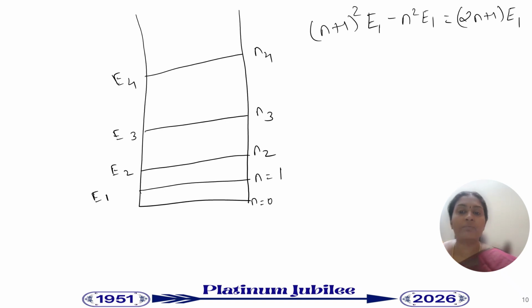In the next section, we are going to see the orthogonality and the normalization of this one-dimensional potential box.